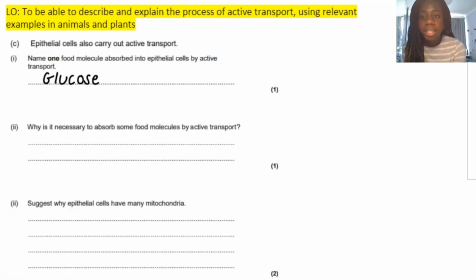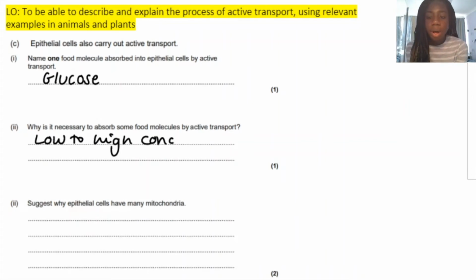Secondly, why is it necessary to absorb some food molecules by active transport? So obviously with the example in the intestine, if we have a low concentration within the lumen of the intestine but a high concentration in our blood, we still want to absorb as much glucose as possible from our food, otherwise there's not really a point in eating the food in the first place. So we need active transport when we're moving from a low to a high concentration, or when we're going against the concentration gradient. So low to high concentration.